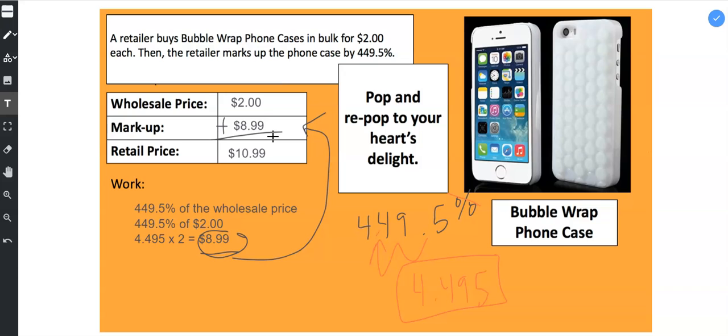Now the retailer has to consider all of the other expenses that go into selling this item. So when I say profit, I mean technically the $8.99 might actually go towards some of their other expenses to keep their store open.